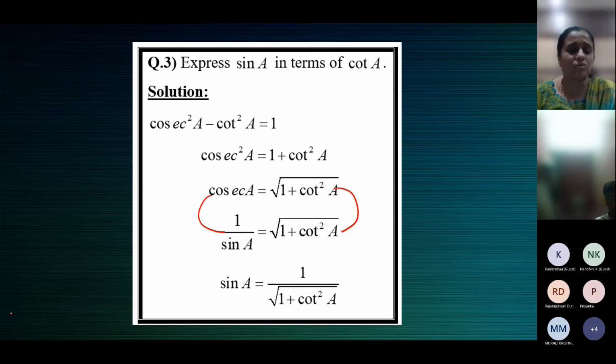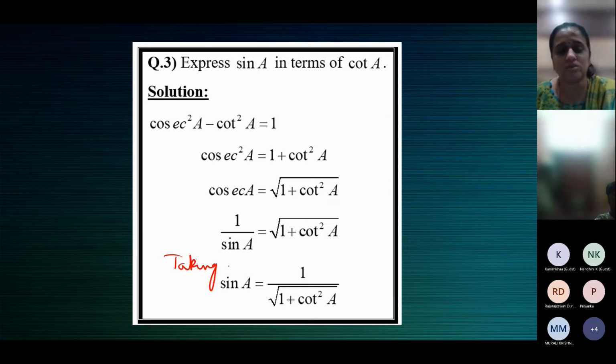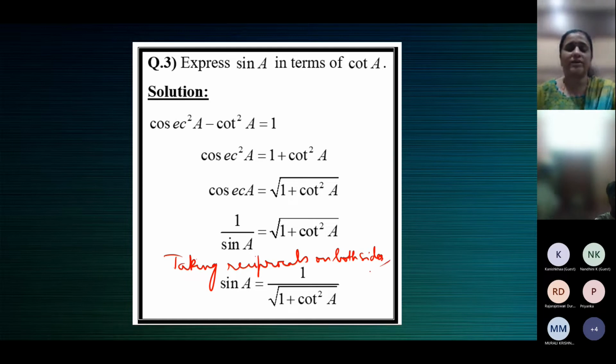Now take reciprocals on both the sides. Instead of 1 by sine A, you're writing sine A, the reciprocal. 1 by sine A, its reciprocal is sine A. Here also write the reciprocal. Taking reciprocals on both the sides, we get sine A is equal to 1 by root of 1 plus cot square A. Very simple. This is how we write sine A in terms of cot A.